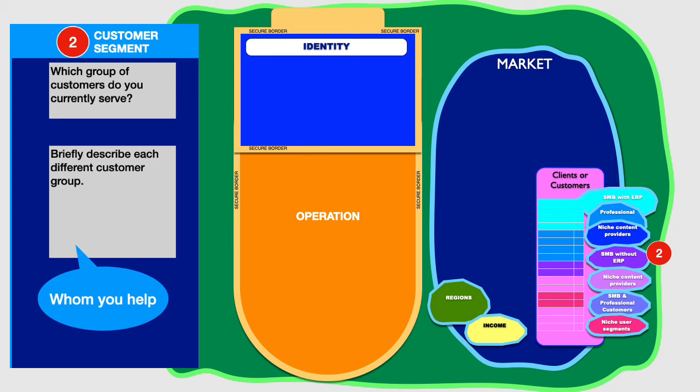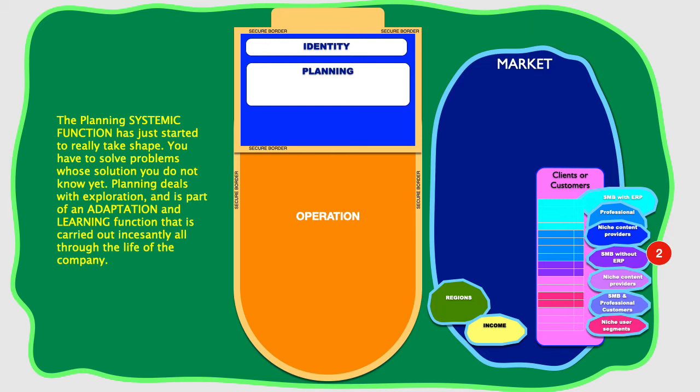The second Canvas question to answer is, which group of customers do you currently serve? Briefly describe each different customer group. Okay, so we now map this activity into the U7 model. The planning systemic function has just started to really take shape.